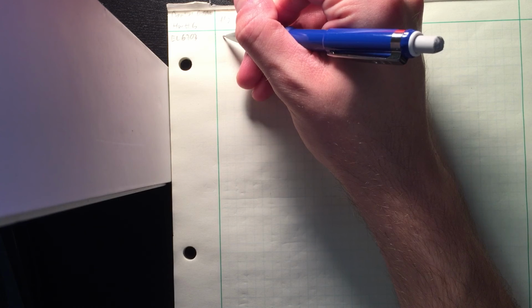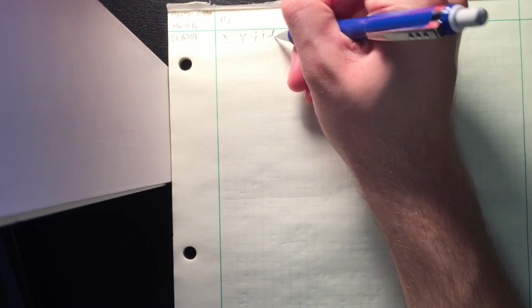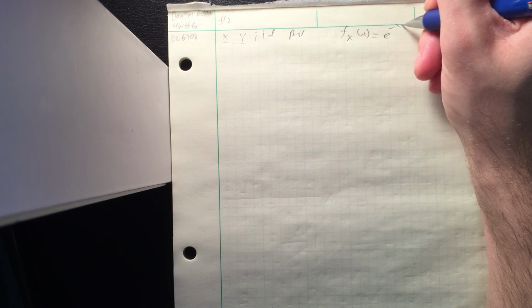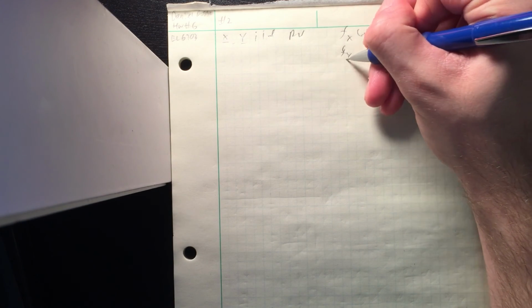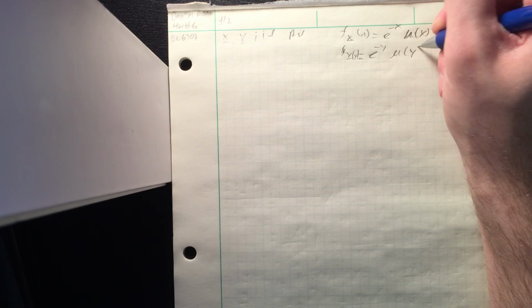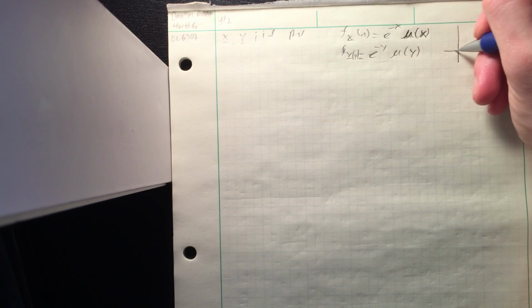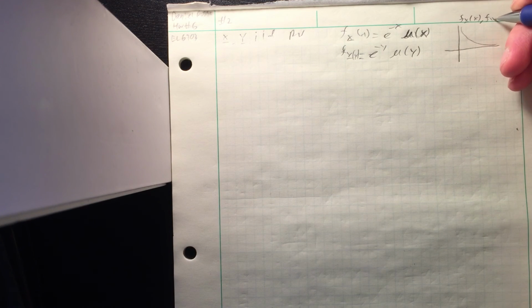And we're told that x and y are independent random variables, with PDF f_X(x) equal to e to the negative x u(x), and f_Y(y) equal to e to the negative y u(y), and those both follow a very simple slope. And we're told to find the PDFs of the following random variables.